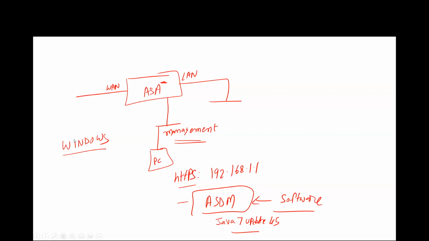Okay, so let us see how we connect to the firewall, how we download this ASDM application, and how we can start the configuration of the ASA firewall. So no commands, we don't have to learn the commands. Cisco says you do all the configuration using ASDM.